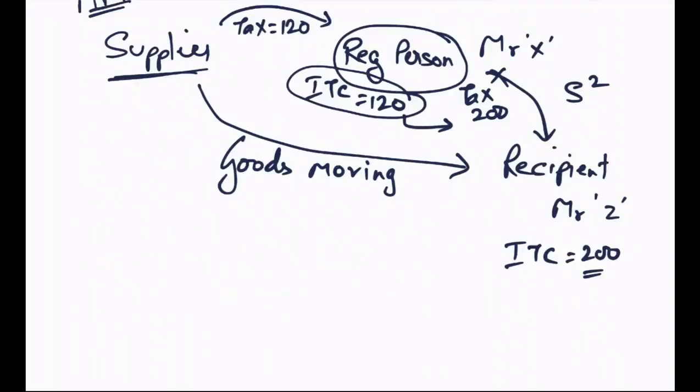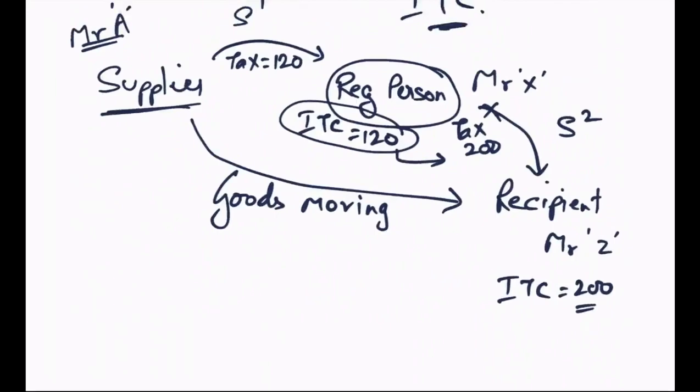So for taking this credit of 120 by this registered person X, the condition is, section 16 says that he should have received the goods or the service, as the case may be. If he doesn't receive the goods or the service, then he cannot take the credit. Now just think whether he is receiving the goods actually. No, X is not receiving the goods altogether. Goods are going from Mr. A's place to Mr. Z. X is not receiving the goods in between.